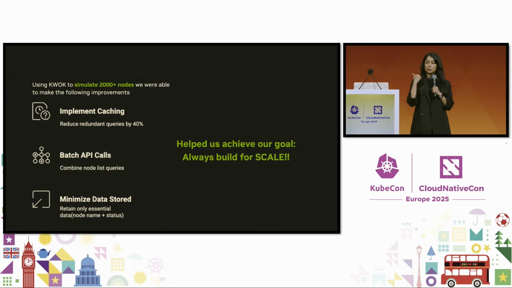Using that, we were able to make all of these improvements to our script. We were able to implement caching, because of which we reduced the amount of queries we were making by 40%. We could batch the API calls that we were making to list the nodes. And we also were able to reduce the amount of data that we stored in memory about the node. So using KWOK, we were able to achieve our goal, which was to always build for scale.